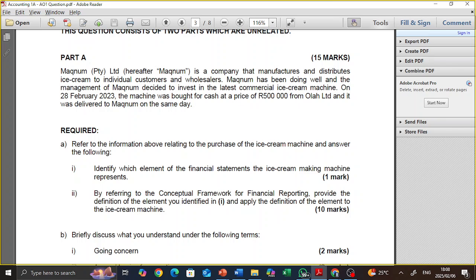Magnum Pty Ltd, hereafter Magnum. Okay, there is a hand up. Please unmute your mic and ask your question. Okay, I think that might have been accidental, so I will continue. So we're starting again. Magnum Pty Ltd, hereafter Magnum, is a company that manufactures and distributes ice cream to individual customers and wholesalers. Now, reporting entity, Magnum. That's what reporting entity is.